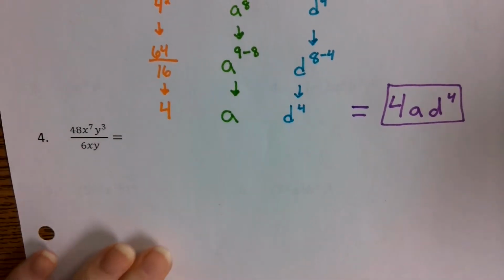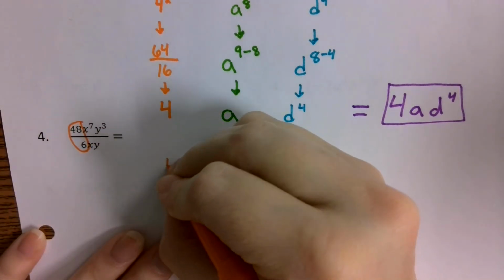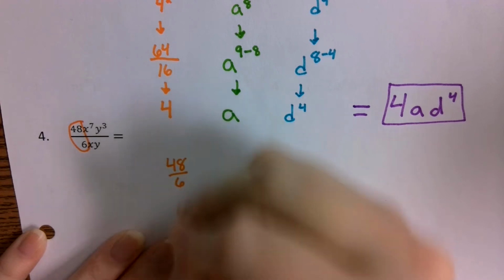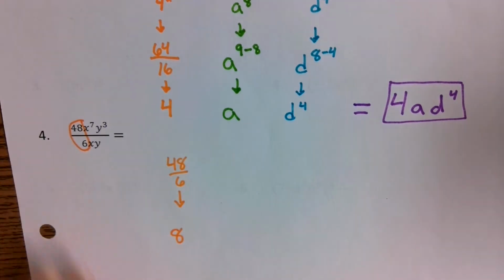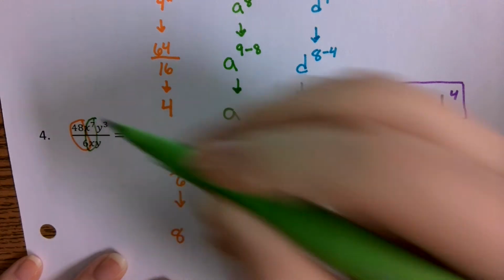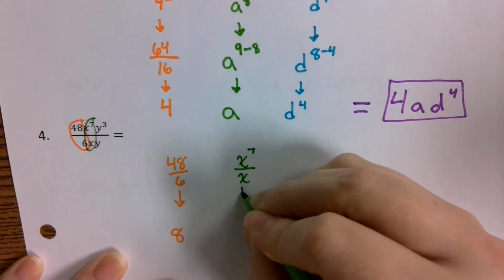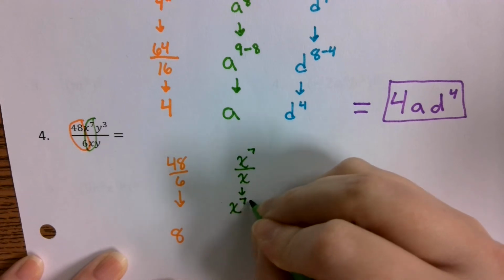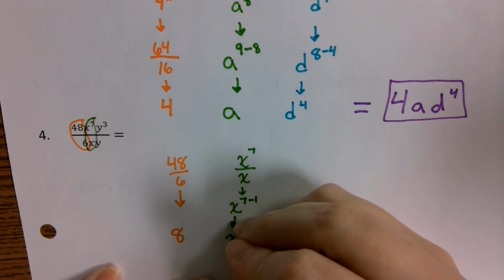Problem number 4, we have 48 over 6. And 48 over 6 can be simplified to 8. And we have x to the 7th over x. X to the 7th over x means that we are just taking the 7 and subtracting a 1. That comes out to x to the 6th.